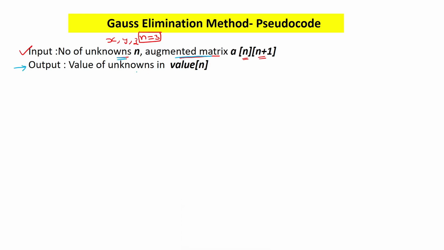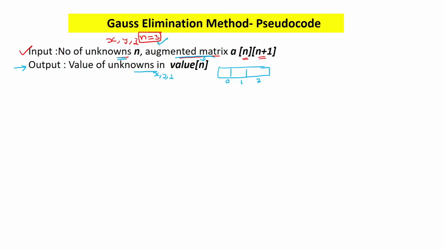The output is the value of the unknowns, that is, the values of x, y and z. Now the question is, you do not know how many unknown variables you can find. You can find 3 variables, you can find 4 variables. So that's why you have taken an array, that is the value array, which will be equal to the size of these unknowns, in which you will store the values of x, y, z, so that you can print them later on.